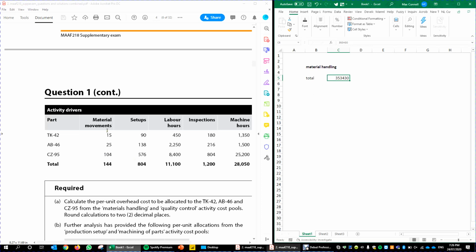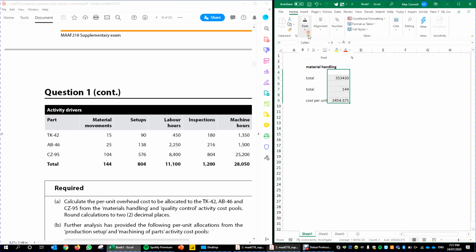Okay, now the material handling driver that we're going to use is material movements, in this table over here. So the total driver is 144 units, which means there's a cost per unit of that divided by that. So that's what we're basically going to allocate, but we need to figure out what's the allocation between the three products.